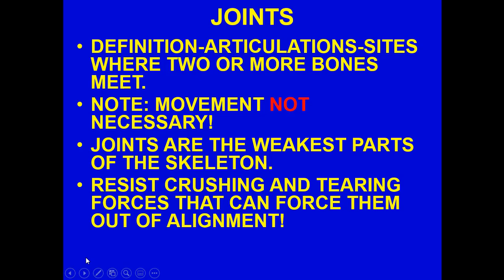Now, when we talk about joints, these are articulations, sites where 2 or more bones meet. But notice in the big red letters, movement is not necessary. Joints are where bones meet, but they don't necessarily lead to movement. Joints are the weakest parts of the skeleton. They resist crushing and tearing forces that can force them out of alignment.